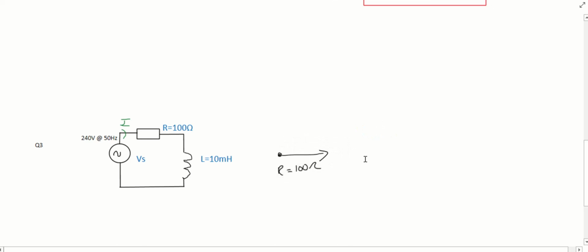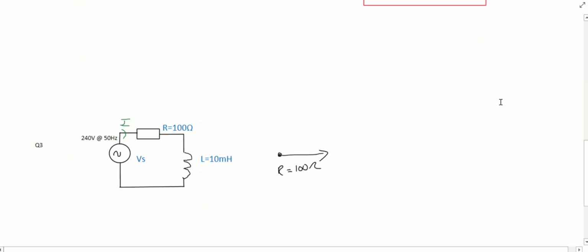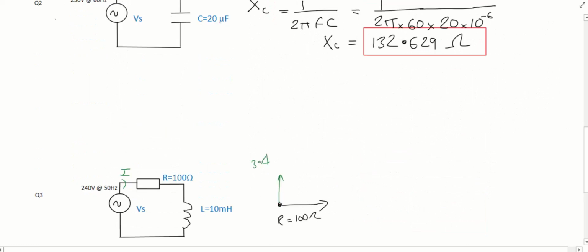Right, so, and again, I'm just going to do it with the drawing to start with. So if we were to work out, did we work out the 10 millihenries from above? Yep, so we've worked it out there. So we just draw the arrow up. So our rotating phasor will go up here, and it is 3.14159 ohms, and that is XL.